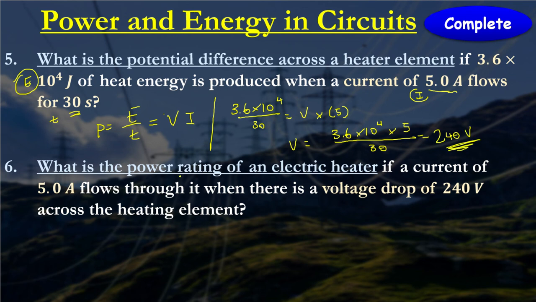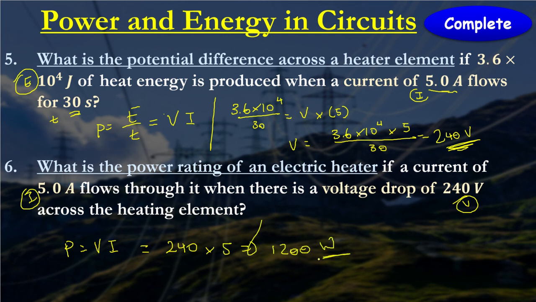The next one we have is what is the power rating for this current and for this specific voltage. So the power rating would just be using the power formula, and that would be substituting 240 times 5 there, which yields us 1200 watts, which is the unit that we're using to measure power.